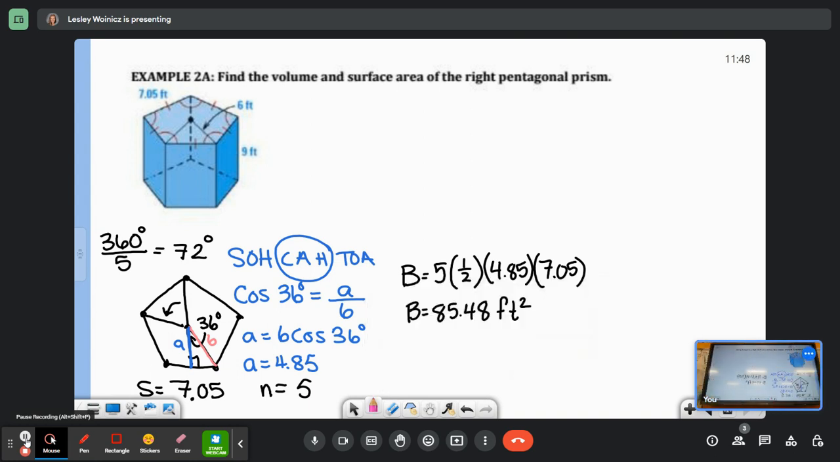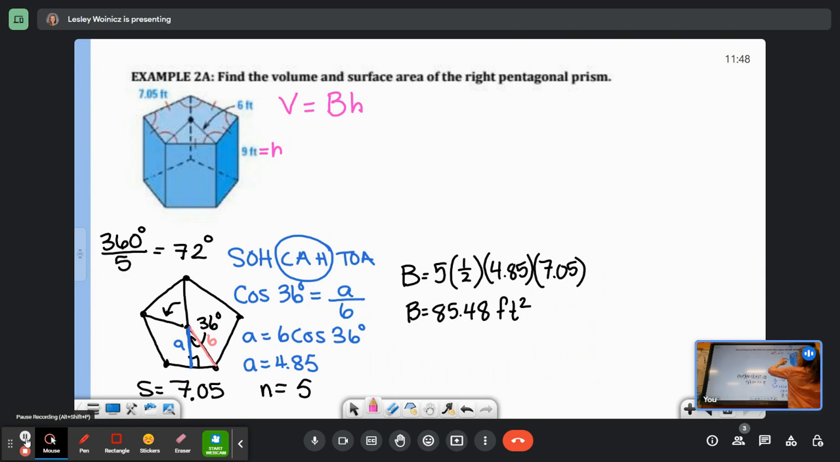I'm not erasing, I promise. So our volume is going to be our area of the base times the height, and the height is 9. Oh, I meant to write equals h. I wrote 9 equals 9.